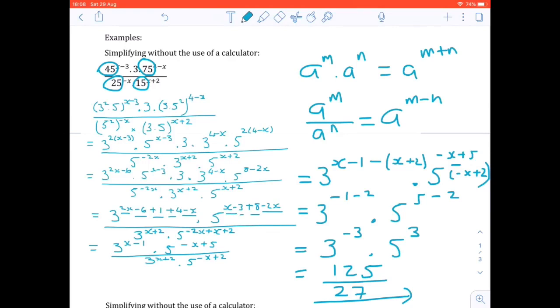So the steps that you follow: you first put each number into a product of its prime factors. You then multiply the exponents into the brackets with the exponent law. Then you neaten it up and you bring everything that's in the denominator to the top using another law of exponents, a to the m over a to the n equals a to the m minus n. And once you've done that, you neaten it up and you should come to quite a clean looking answer. So that's how you do the multiplication type.